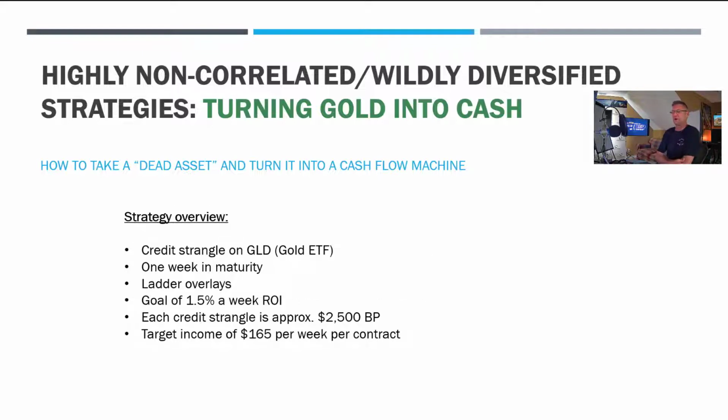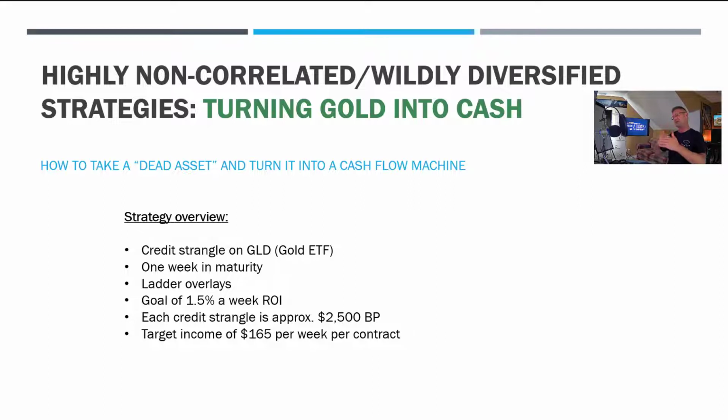So that's a problem. So how do we take this, what seems to be a horrible investment, and turn it into one of the most amazing ones that we have inside of our trading room? Well, number one, we are not going to own physical gold and silver. We're not going to keep buying it like this. We're going to use the GLD, ticker symbol GLD, which is the ETF for gold. It's traded on the stock exchange. And we're going to go out on the options chain 1 week at a time, 1 week maturities. And then we're going to ladder overlay this trade.